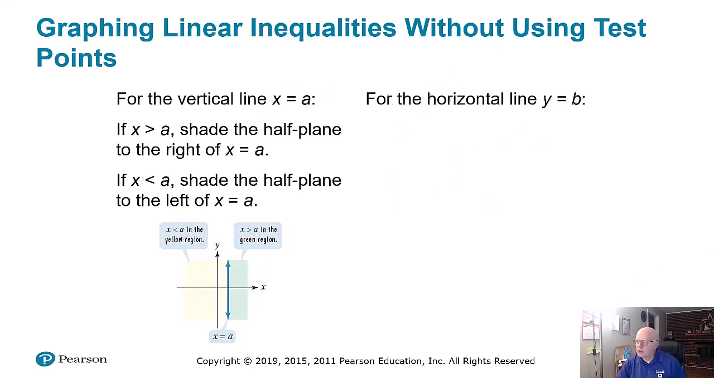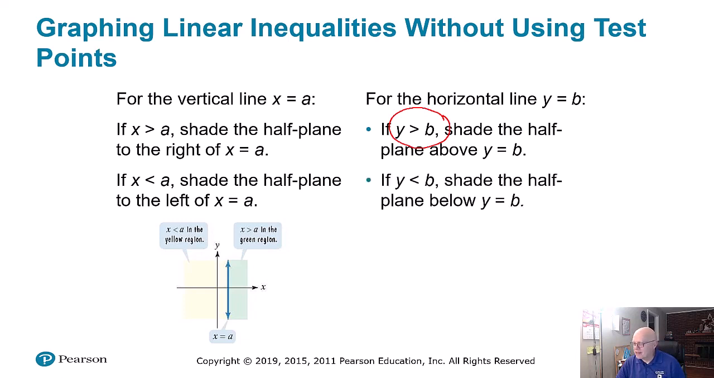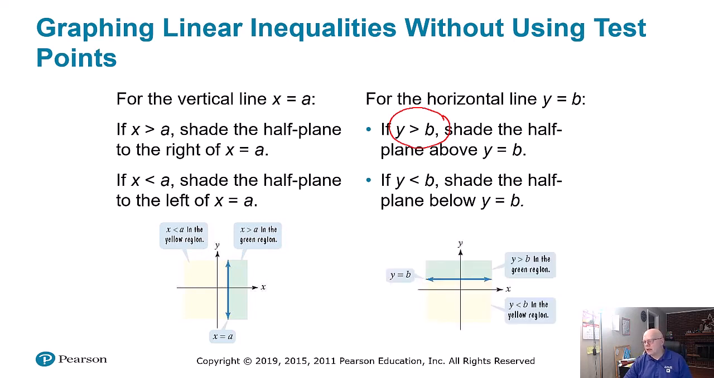All right, for the horizontal line, y equals b, you'll have a horizontal line, and you shade either above it or below it. But because it's greater than, you're going to shade above it. Above, greater than. That makes sense, right? If it's less than b, you're going to shade the half plane below y equals b. And there's a picture. This is for greater than b, right here in the green. Less than b, here in the yellow.